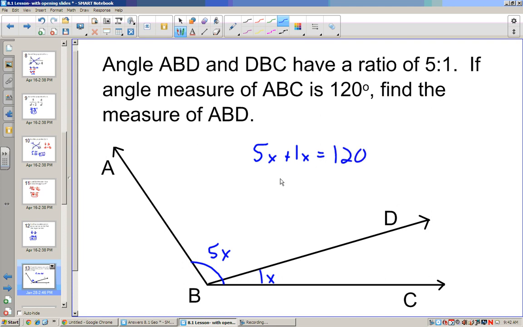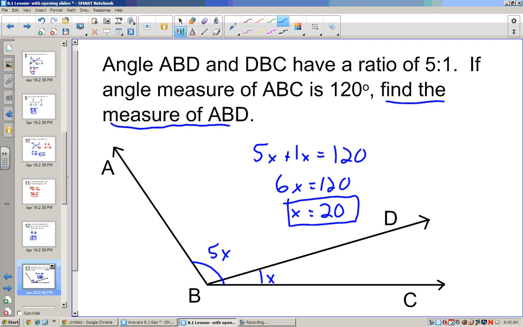So if I add those and get 6x equals 120, divide by 6, and I'll get 20 degrees. Now, let's look back at the question. Did it ask what x is? No, it asks what is ABD. Well, we know x is equal to 20, and this angle is equal to 5 times that, which is 100. So the answer to our question, the measure of ABD, is actually 100.